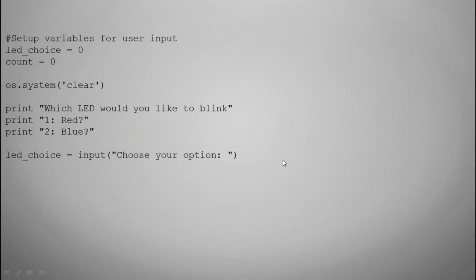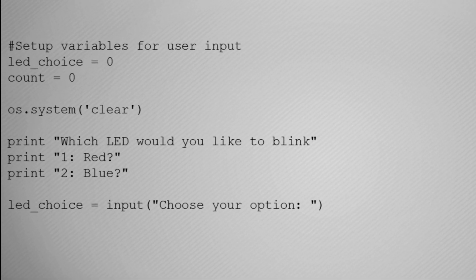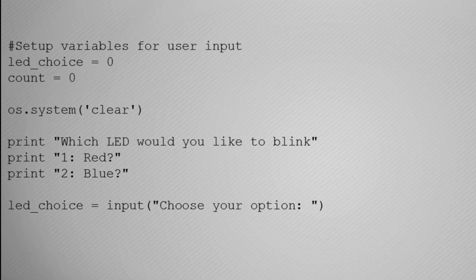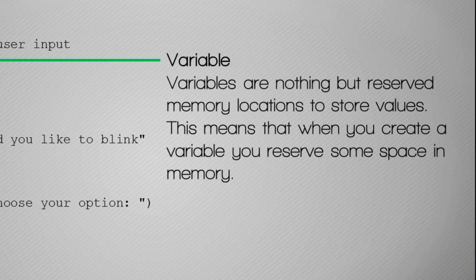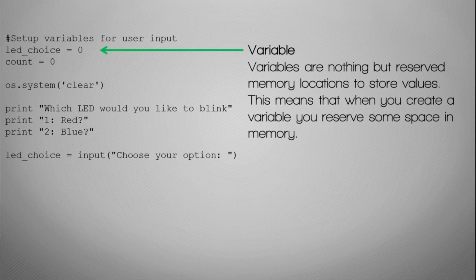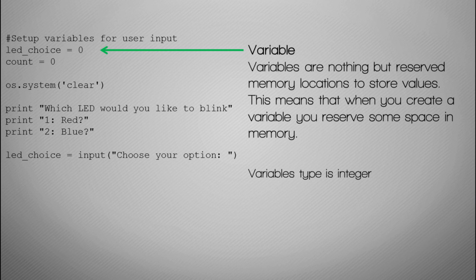Here's just a subsection of what we're looking at. In this snippet of code, we're going to introduce the concept of variables. Variables are nothing more than reserved memory locations to store values. This means that when you create a variable, you reserve some space in memory. So this is the 512 megabytes of RAM you have on the Raspberry Pi. We're going to allocate some of that 512 megabytes of RAM, and we're going to store a number, the number 0, in it. When we store the number 0, we call it an integer. Letters and numbers together would be classified as a string, but numbers are called integers.